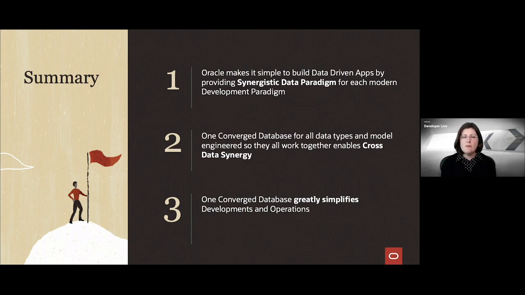And we also want to make it very easy for you to take advantage of any different data type or workload by offering you one converged database that supports all of those different data types and models, but that has been engineered for them all to work together, enabling you to get that cross-data synergy, allowing you to do things like machine learning on spatial and JSON data and having all of the advantages without any of the complexity. And of course, we do really just want to simplify not just the development, but also the deployment of those applications with that converged database.